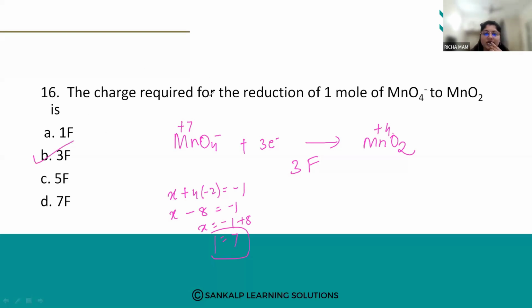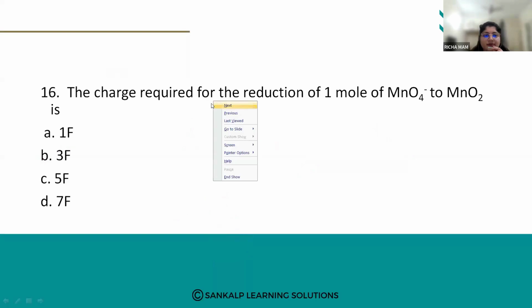I hope this is clear. Like these questions are asked. This is a must question. How many Faraday, how much charge is required for the reduction of this much to this much, 1 mole of. So you have to calculate in terms of the charge. Fine. Let us go for the next one.